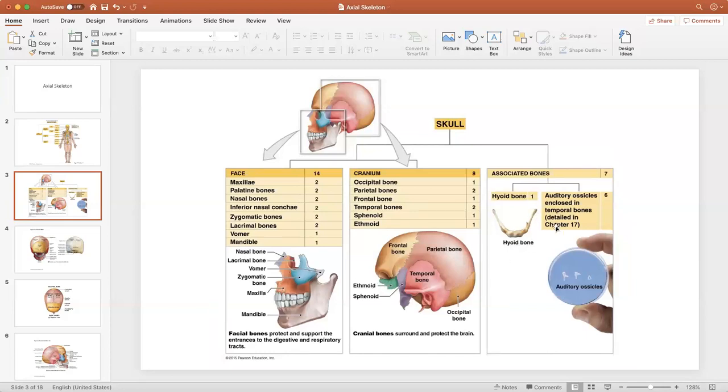Then we have the associated bones. We have the auditory ossicles, which we've already been over. And then we also have the hyoid bone. This is in your throat. It's the only bone in the body that doesn't articulate with another bone. So that's kind of suspended by muscles in your throat.